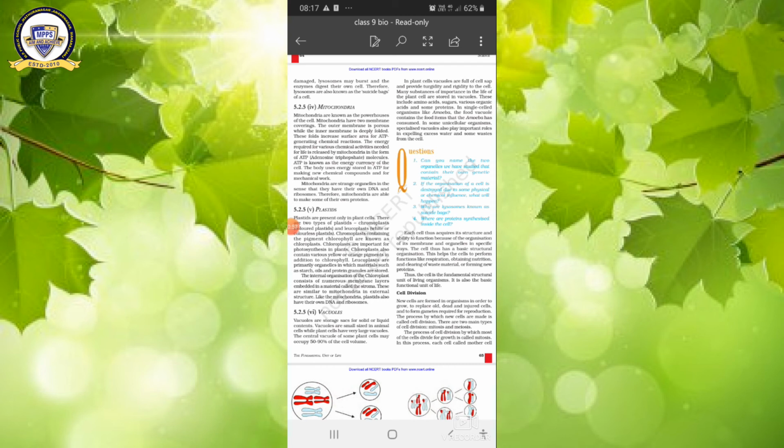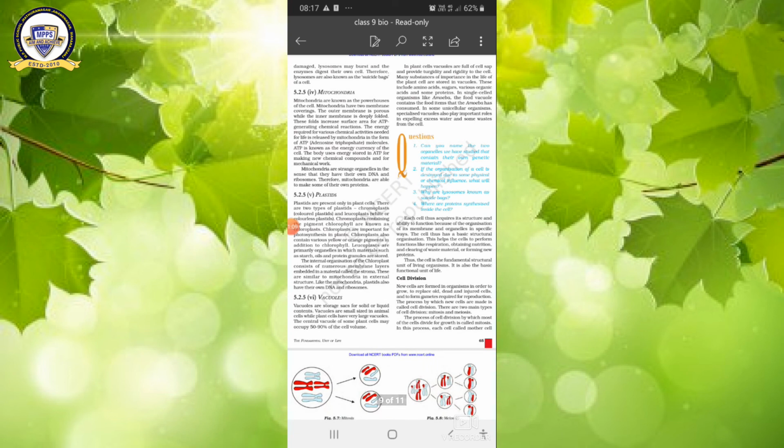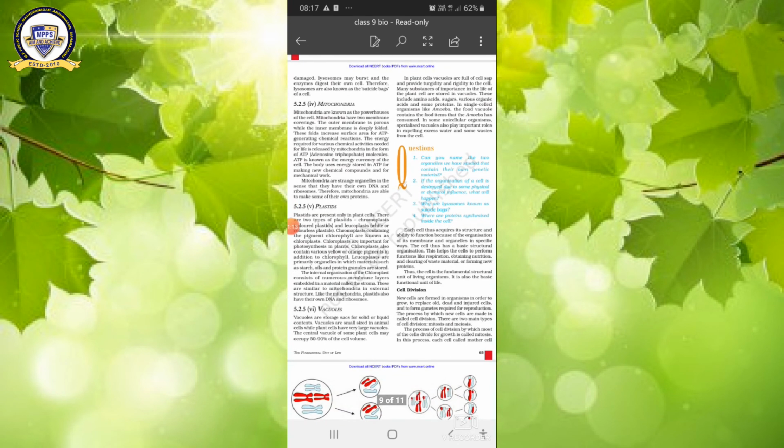Mitochondria are strange organelles in the sense that they have their own DNA and ribosomes. Therefore, mitochondria are able to make some of their own proteins. And we can say that mitochondria are complete organelles.